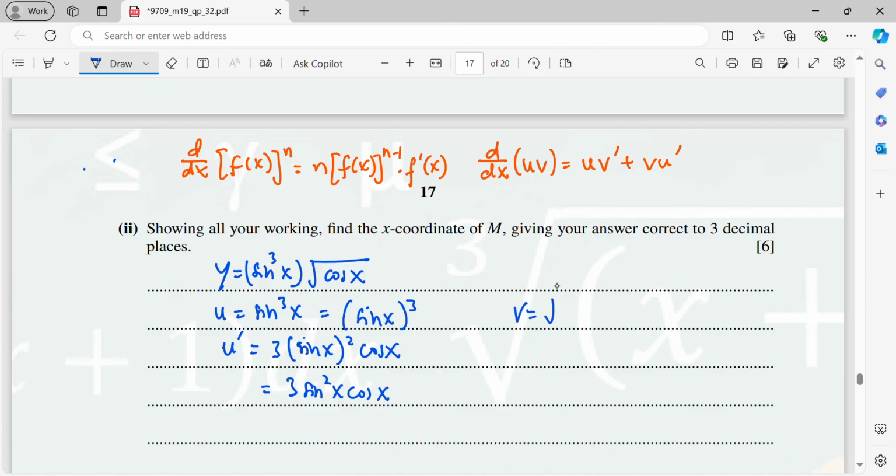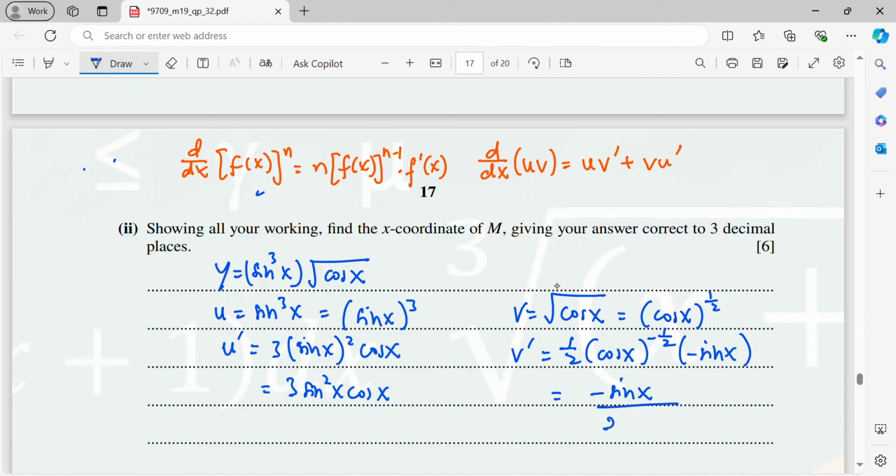My v is square root cos x. This square root cos x is basically cos x degree half. So again, use this power rule. So v prime is basically half cos x, degree half minus 1, that is negative half. And then differentiate cos x is minus sine x. So since the cos x has degree negative half, I will bring it down. That means it will be negative sine x over 2 square root cos x.